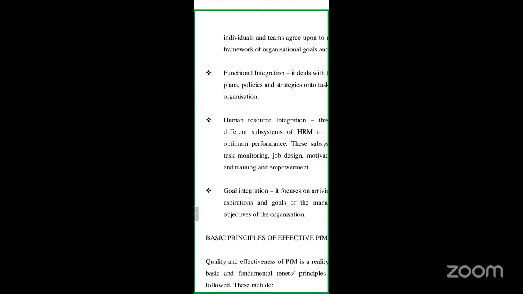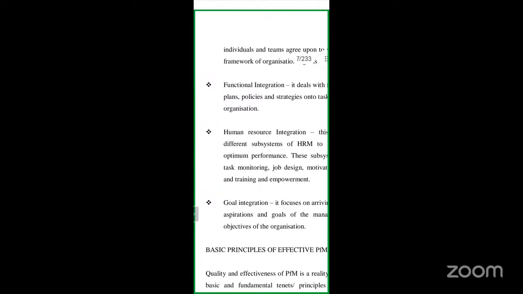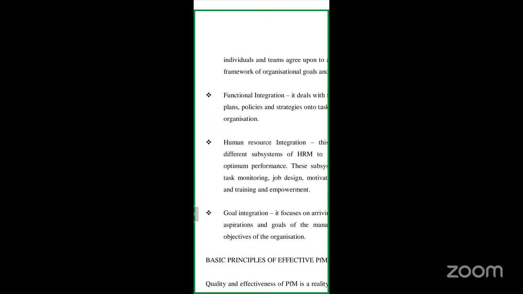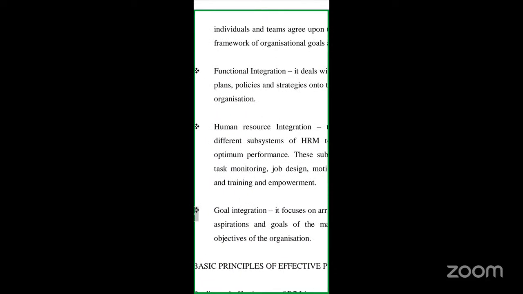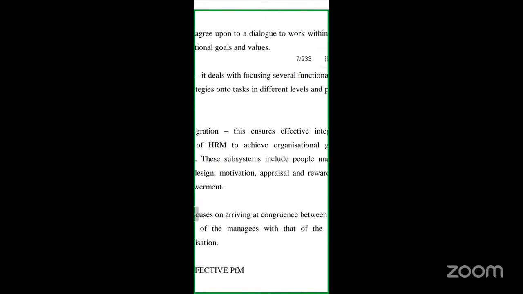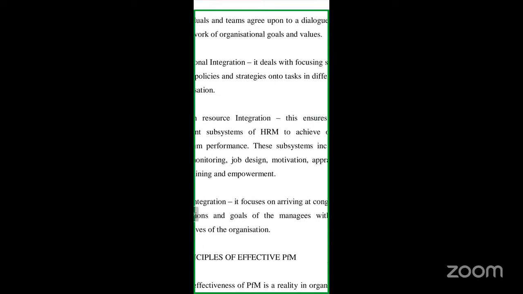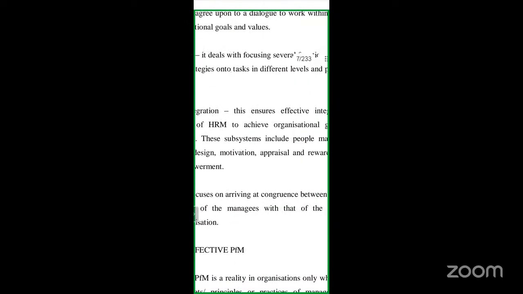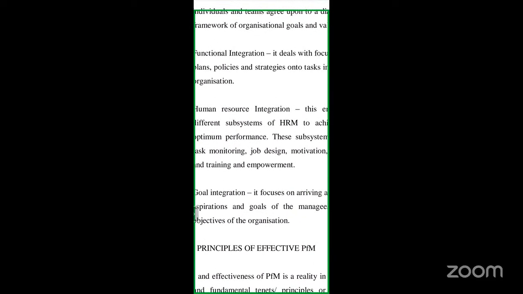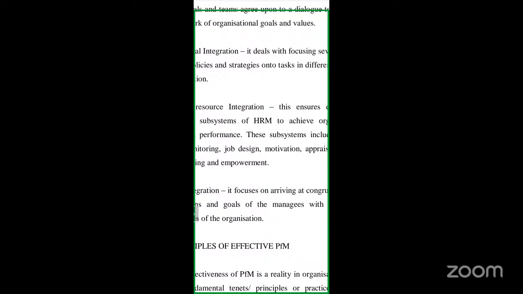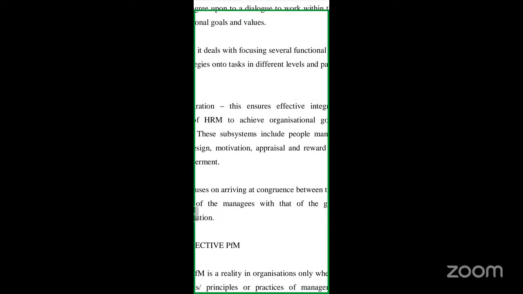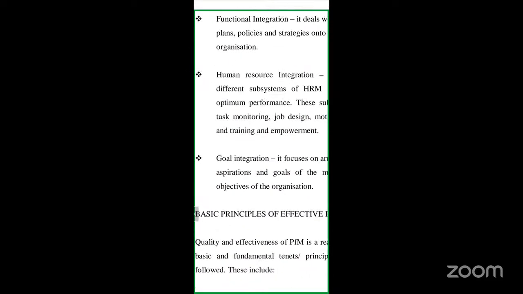So the integrations are also of four levels. That is, vertical integration. Just now we have seen the integration between the group or the team or the employees who are concerned with the management. Then we have functional integration, where we have new policies or strategies we have to plan to achieve our goal. Then we have the human resource integration. Human resource integration ensures effective integration of different subsystems of HRM. Then again, HRM plays an important role, that is, human resource management, to achieve this. So until and unless we have good HRM, we can't achieve the human resource integration. Then the goal integration. First vertical, then functional, then human resource integration, then goal integration.